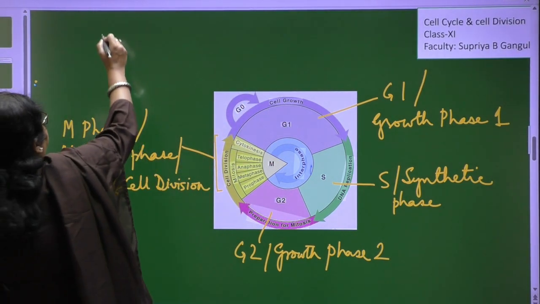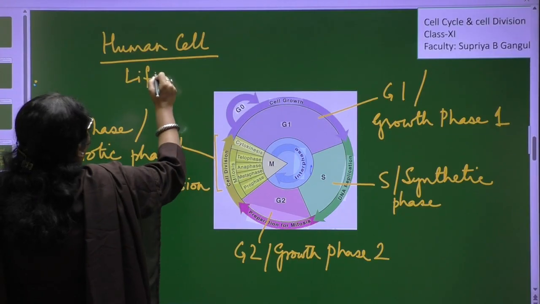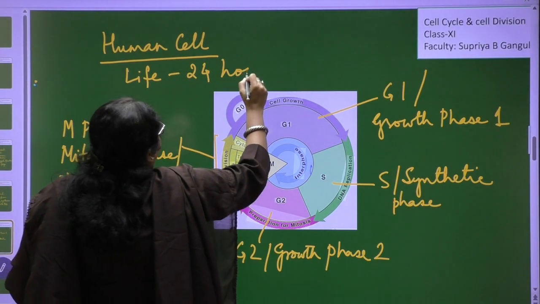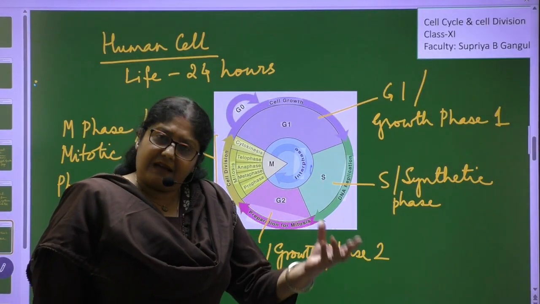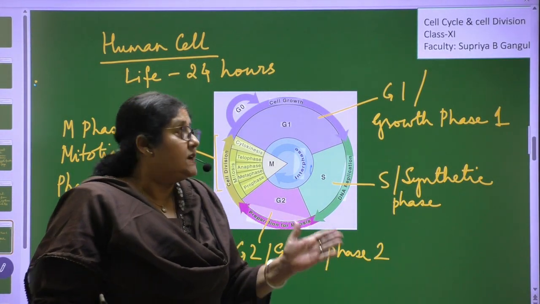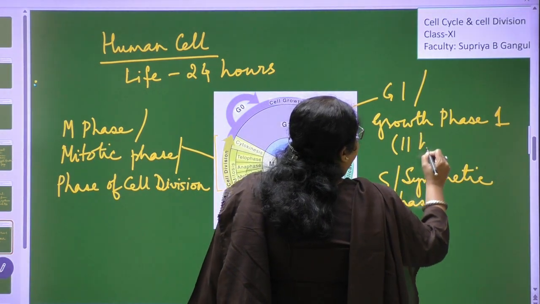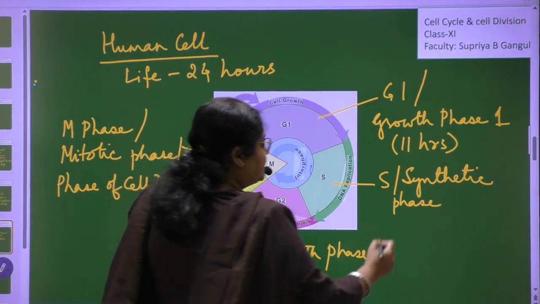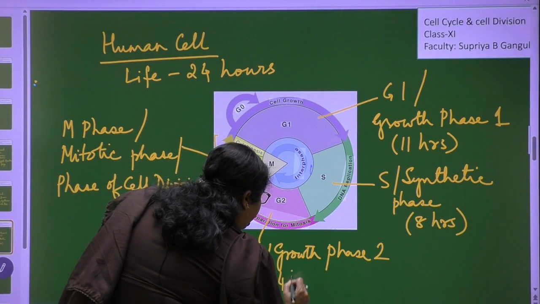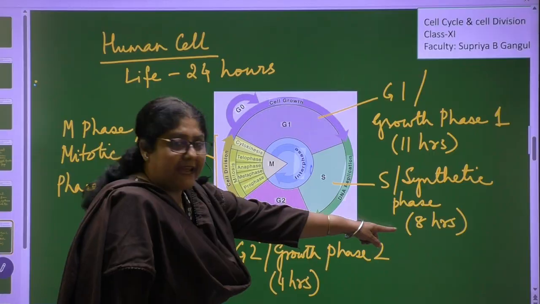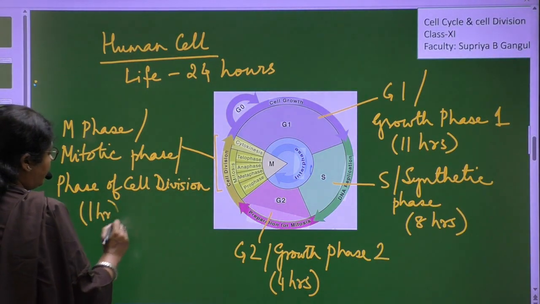Now, if I consider it to be a human cell, the life of a human cell is 24 hours. A cell in a human being lives for 24 hours, and after 24 hours it has split into two cells. So if I consider this to be the cell cycle of a human cell, then the growth phase lasts approximately 11 hours. The synthetic phase lasts approximately 8 hours. The growth phase 2 lasts 4 hours. So 11 plus 8 is 19 plus 4 is 23. Only 1 hour is given for the phase of cell division.